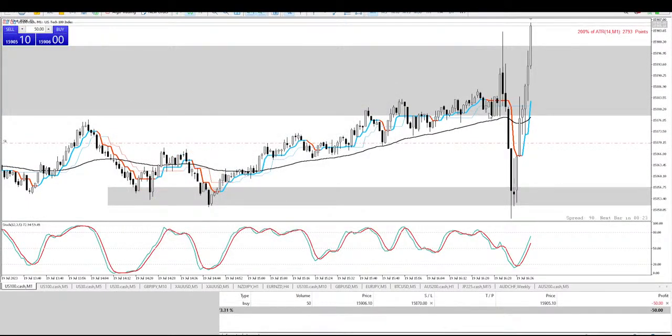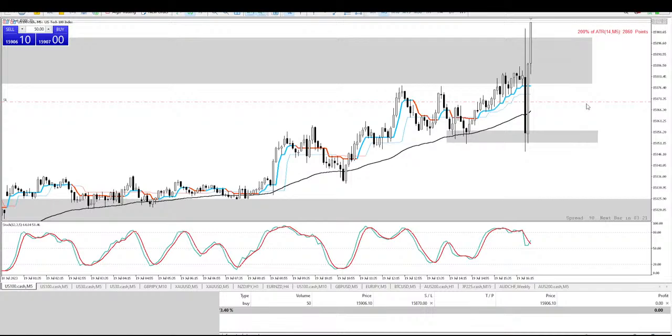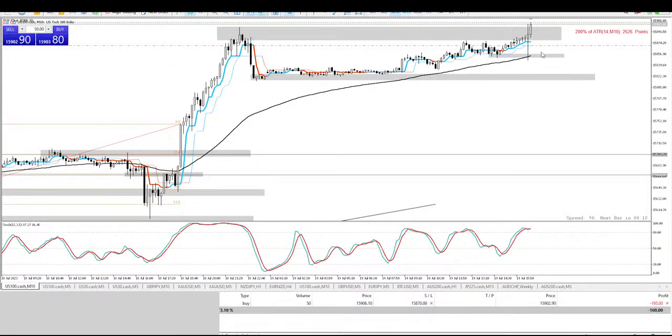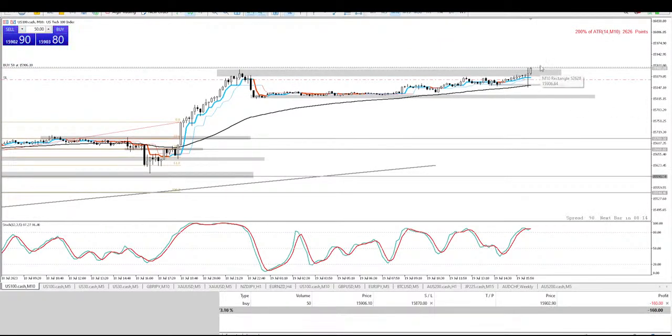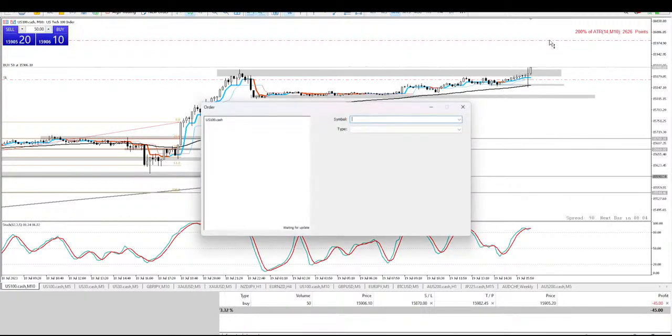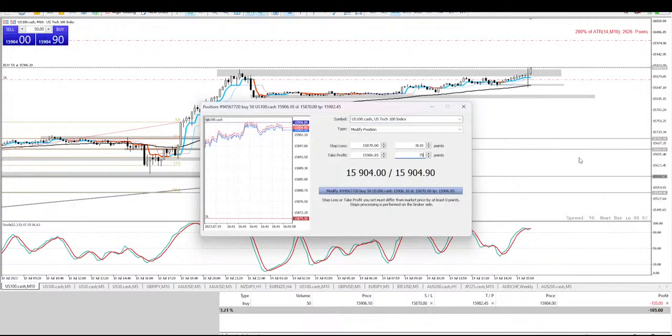Alright guys, I'm taking the long. I'm just doing 2 times the risk, so that's about 700 points. Let's do 75.